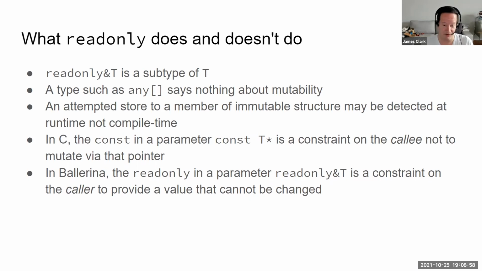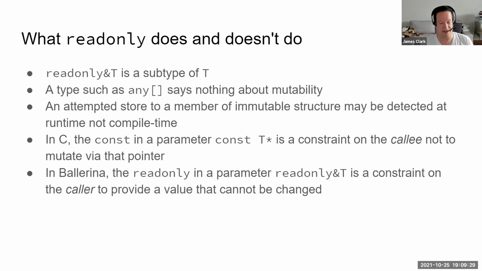And that means that if you try to store to a member of a mutable structure, that may not be detected until runtime. So that's a similar situation to what we saw with inherent types. Sometimes you will detect that at compile time, but sometimes it'll only be detected at runtime. And that's the same with immutability. And that's very different from how things work in something like C. So they're doing a different thing.